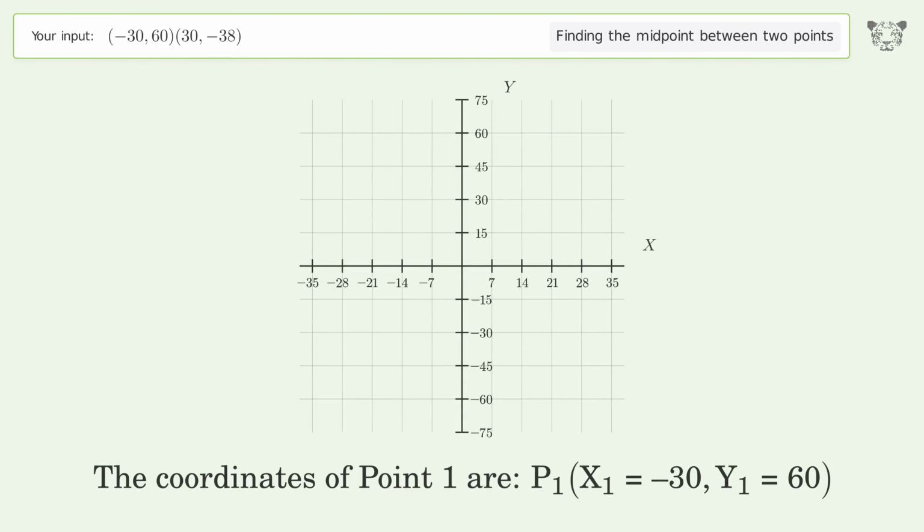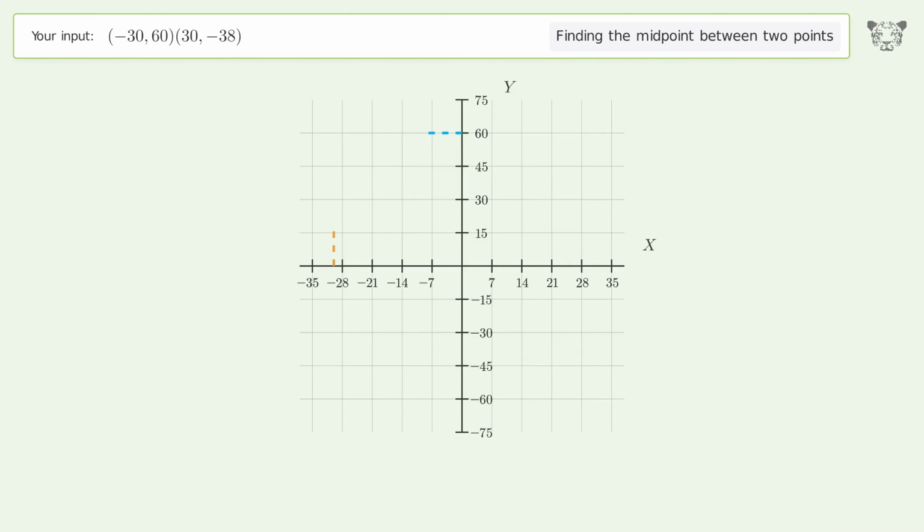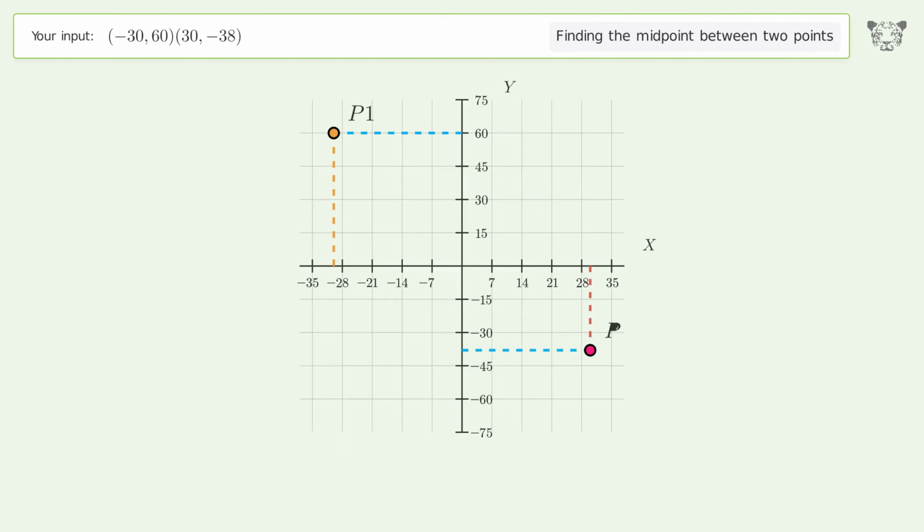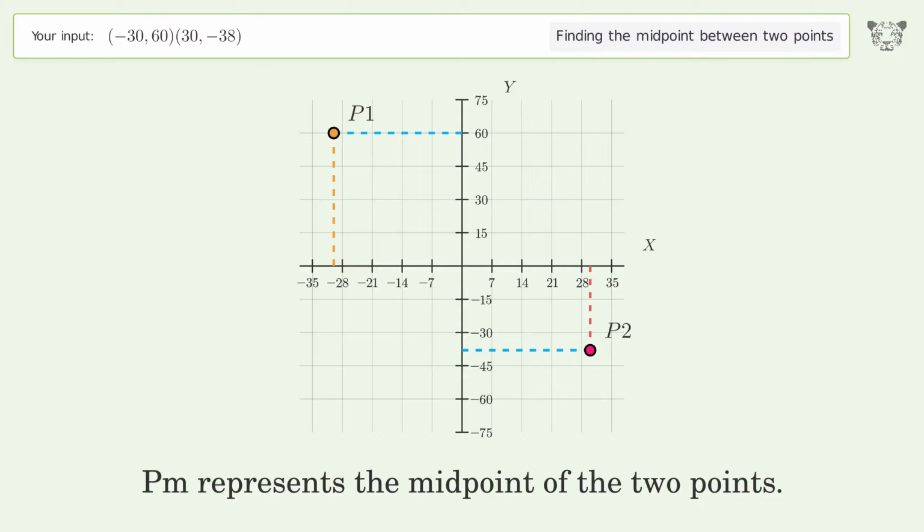The coordinates of point 1 are x1 equals -30, y1 equals 60. The coordinates of point 2 are x2 equals 30, y2 equals -38. PM represents the midpoint of the 2 points.